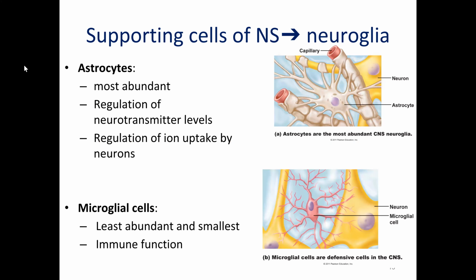But neurons are not the only cells that are part of the nervous system. We have supporting cells or neuroglia.